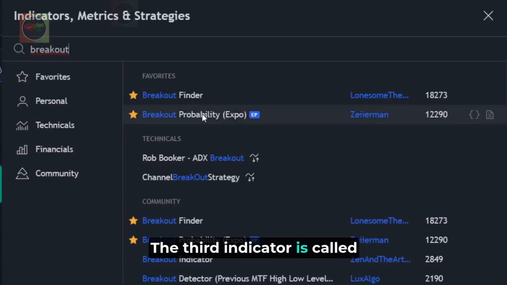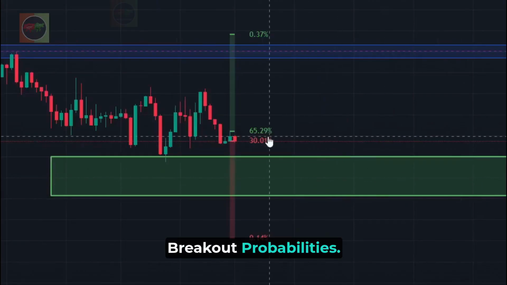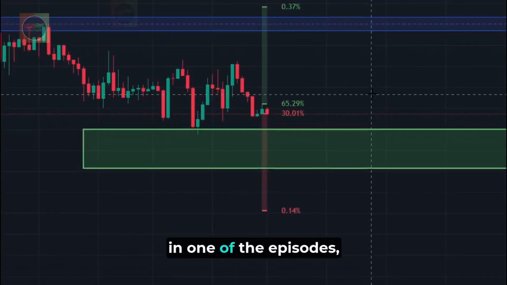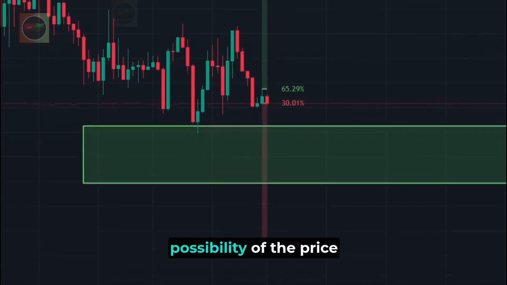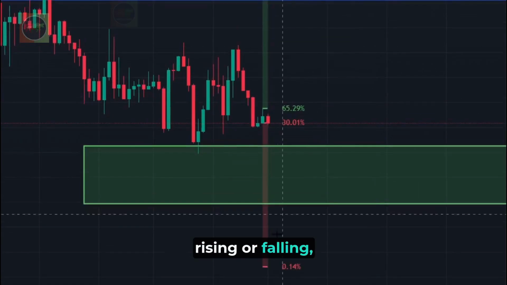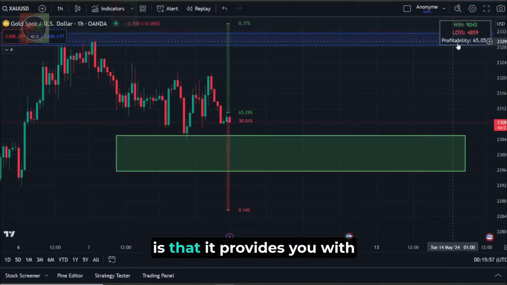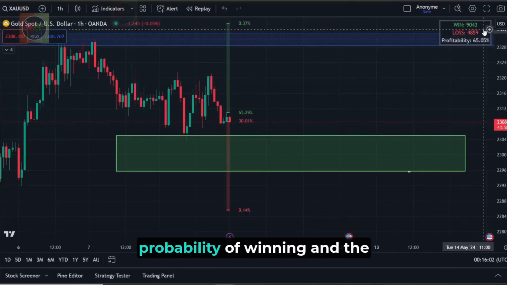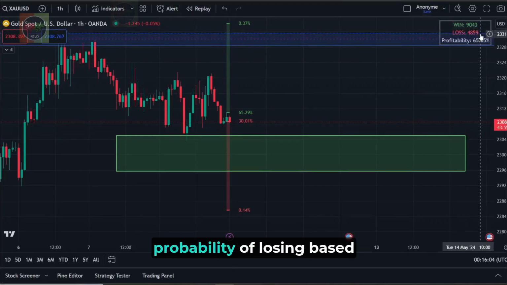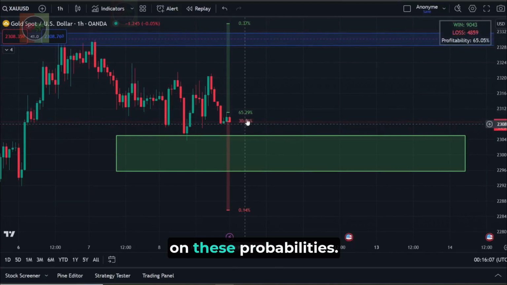The third indicator is called breakout probabilities. We discussed this indicator in one of the episodes in a strategy based on trading indicators. The beauty of this indicator is that it gives you the possibility of the price rising or falling, and what's even more beautiful is that it provides you with this panel here on your right. This panel shows you the probability of winning and the probability of losing based on these probabilities.